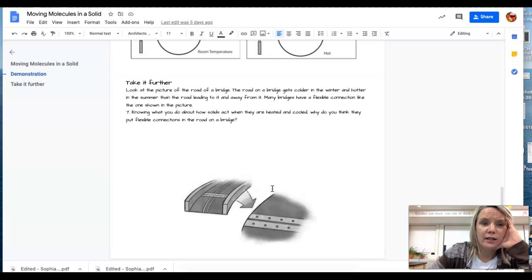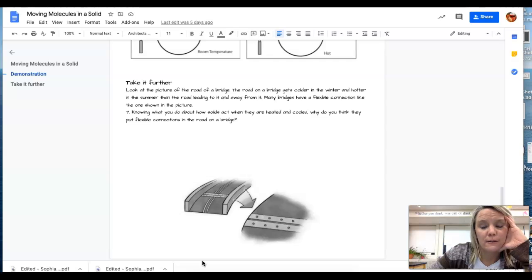The last question here. Look at the picture of the road of a bridge. Road and a bridge, I think I meant to say. The road on a bridge gets colder in the winter and hotter in the summer than the road leading to it and away from it. Many bridges have a flexible connection like the one shown in the picture. Knowing what you know about how solids act when they are heated and cooled, why do you think they put flexible connections in the road on top of a bridge?